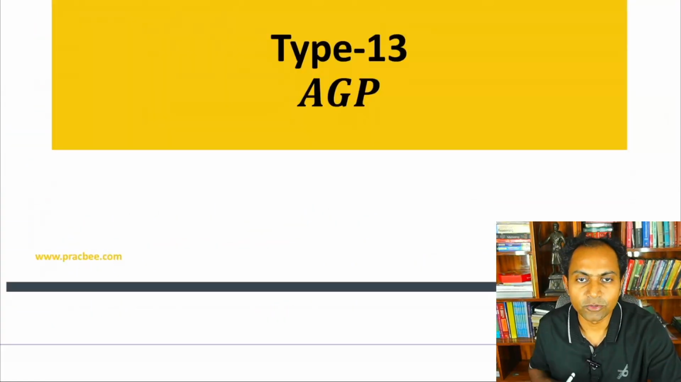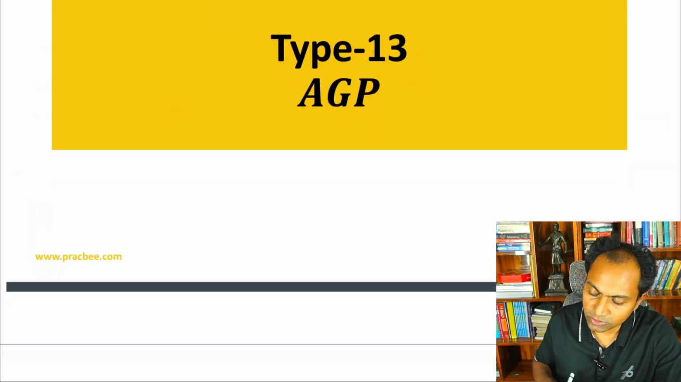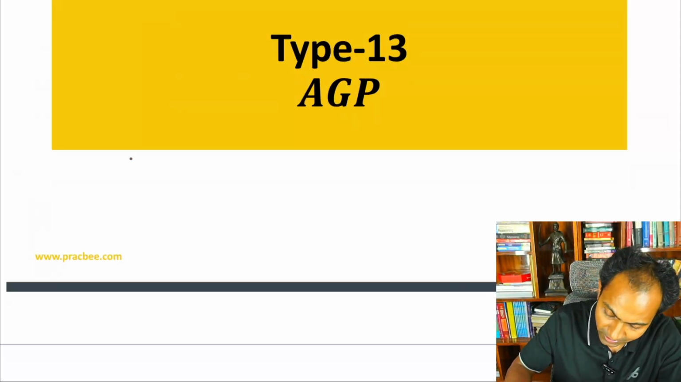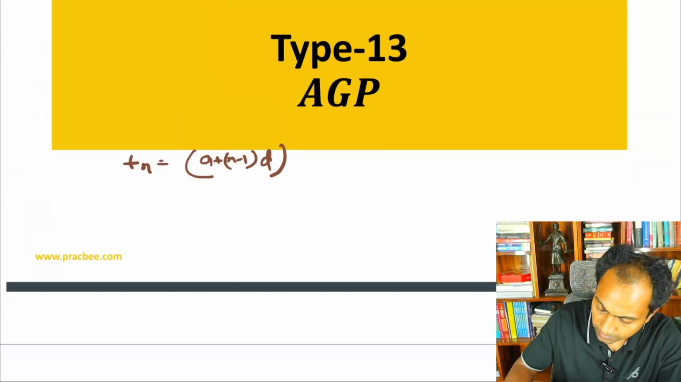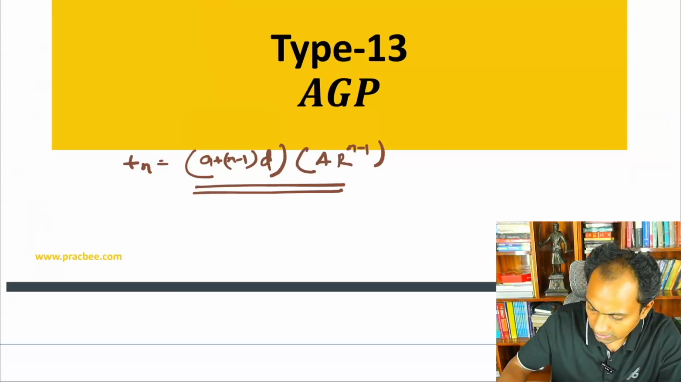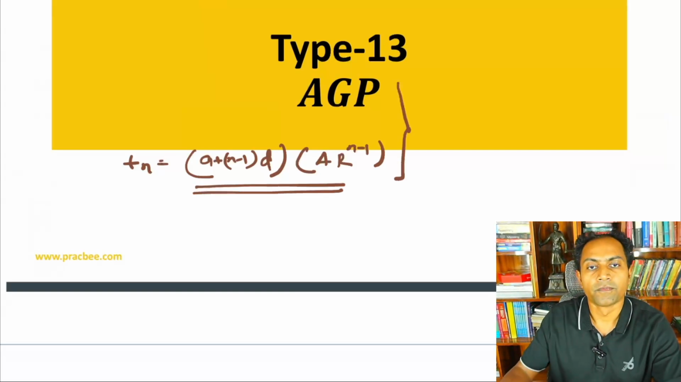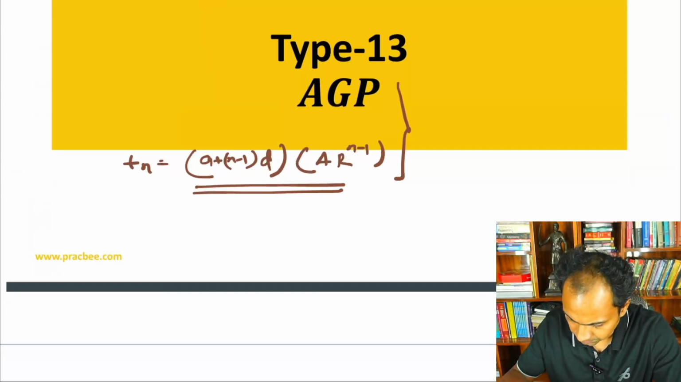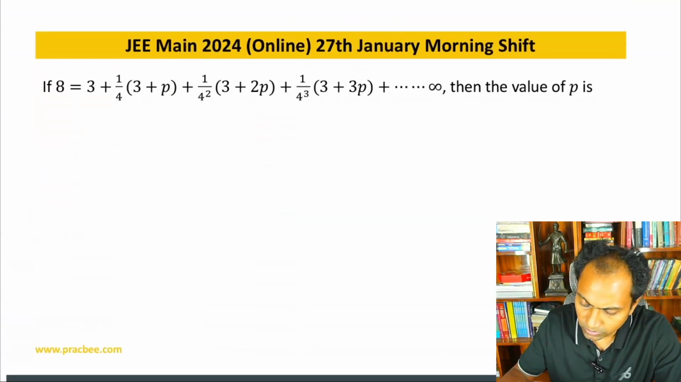Now type 13 questions are based on the idea of arithmetic geometric progression. That would mean if I write a general term, it will have a general term of AP, that is a plus n minus 1 into d, and a multiplication of the same with a term of GP, a r raised to the power n minus 1. If this happens, such kind of progression would be known as nothing but AGP. Now let us look into this series.